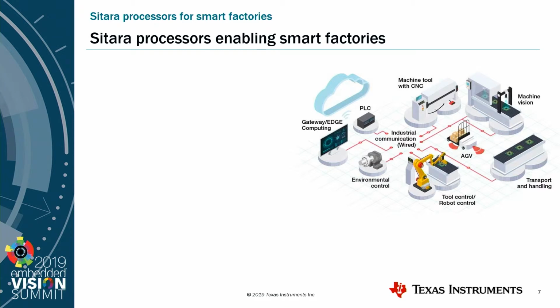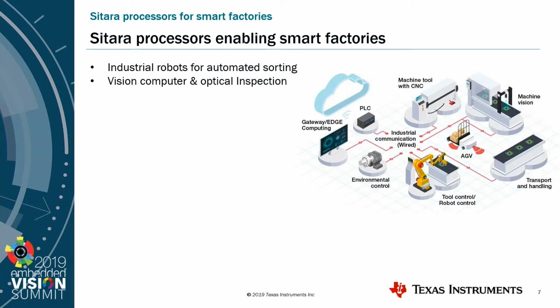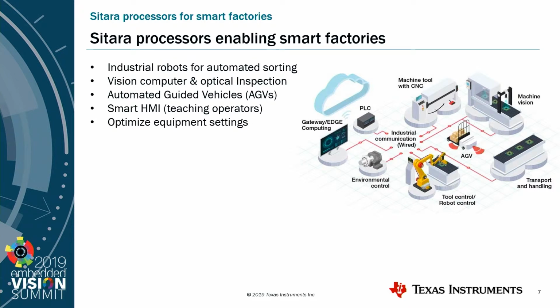So with that, we look into how Sitara processors are enabling the smart factories. Sitara processors are suitable to be applied in industrial robots for automated sorting. They can do vision, computer, and optical inspection related tasks, and are suitable for automated guided vehicles, enabling smart HMI, which is teaching operators. In the smart factories, now the equipment does its optimizations by itself, and there is no longer a need to send an expert to the factory floor for the settings.